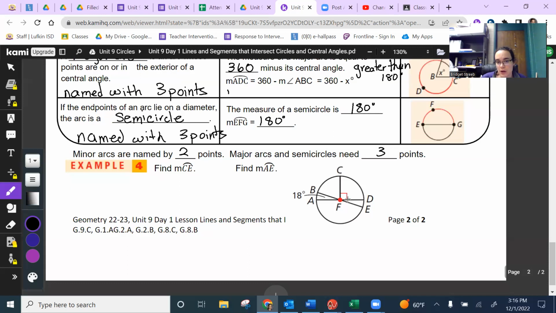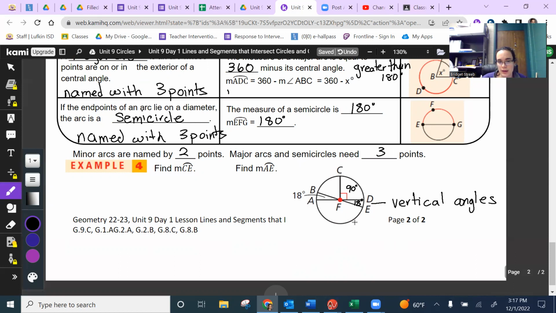So we can start off with this box right here. It's a right angle box. It means that arc CD equals 90 degrees and angle CFD equals 90 degrees. Then we can go to this angle here, angle BFA and angle DFE are vertical angles. And remember that vertical angles are congruent. So that means that angle DFE or arc DE are 18 degrees.